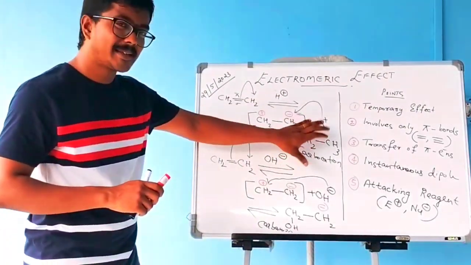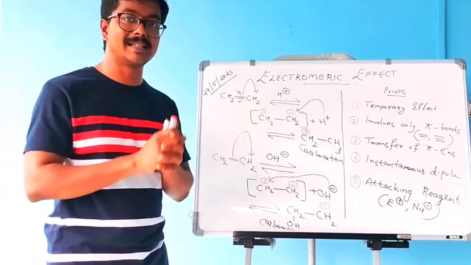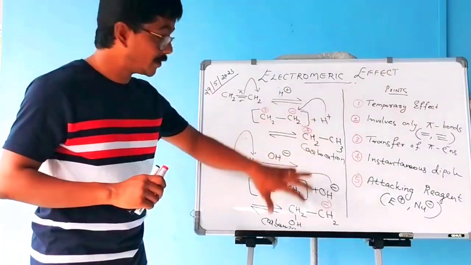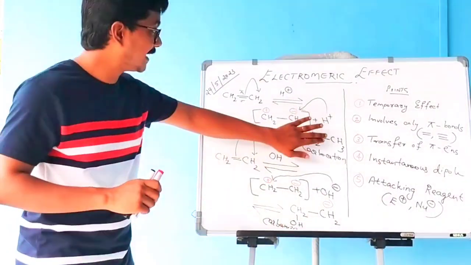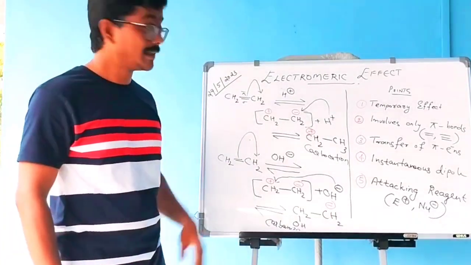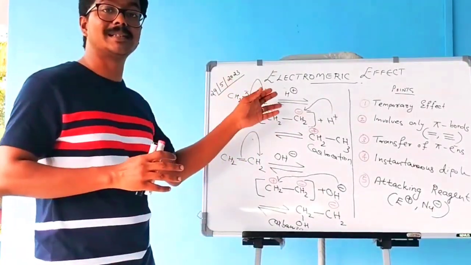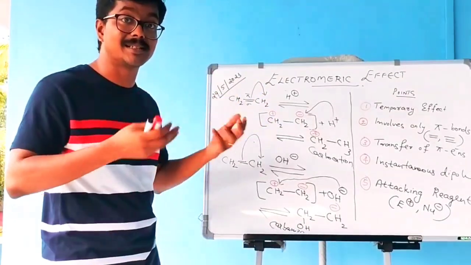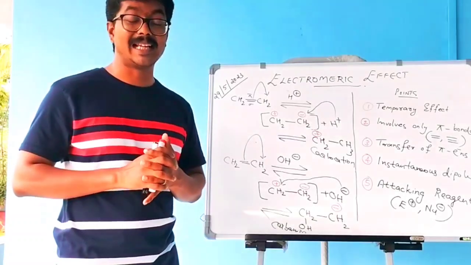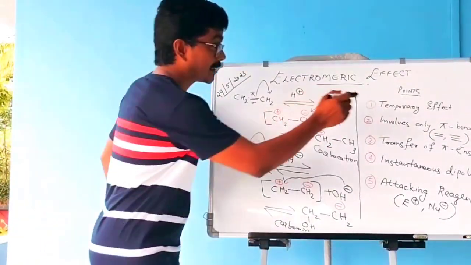When we remove the attacking reagent from the system, this carbocation or carbanion will regain its original electronic condition. When the attacking reagent is removed, the original substrate regains its electronic condition. This effect is known as electromeric effect. It is a temporary effect.